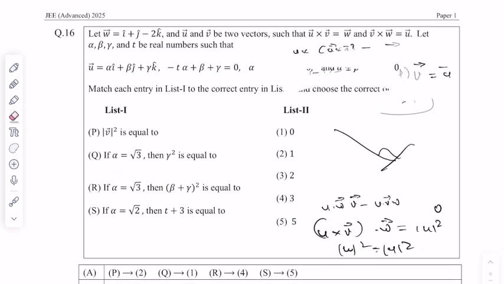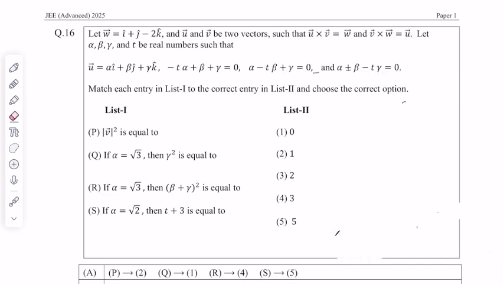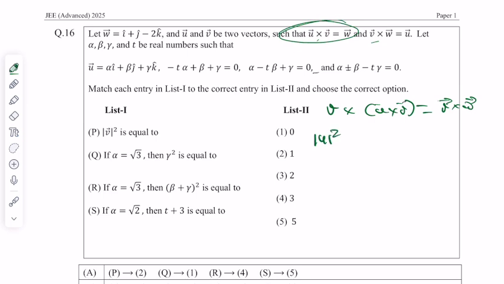Let's look forward to this one. In this one we have to check all these values. So we know the values of w, u, v, all this is given. I can just take u cross v, v cross w. If we take its cross with V, that is if I do V cross (U cross V), we know it will be V cross W. So it will come out to be mod of V square U minus (V dot U) times V.